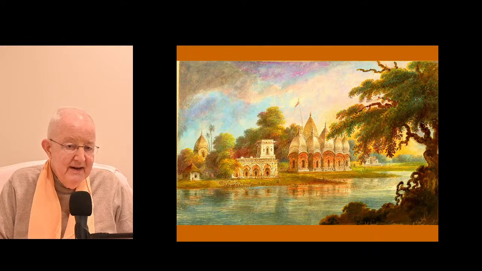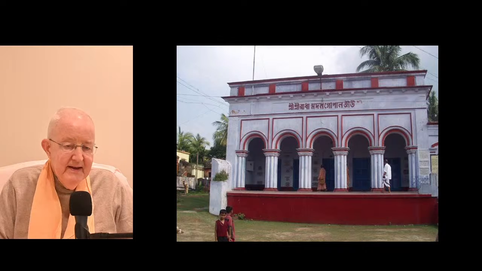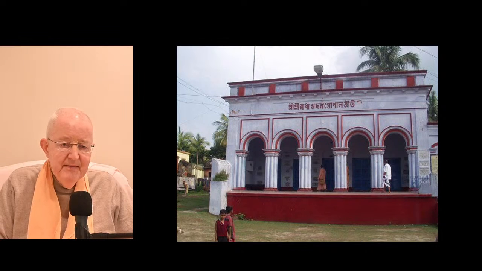This is what it looked like in the 1700s, and this is Shantipur today. This is the home of Advaitacharya. The property is a very large property surrounded by a boundary wall and many hundreds, I would guess, of very old, large mango trees, a very popular place during mango season.